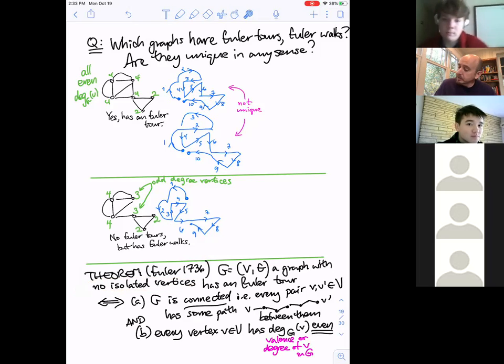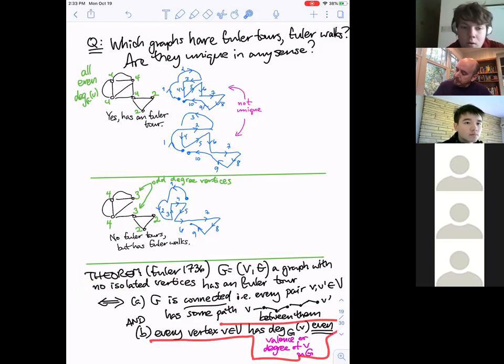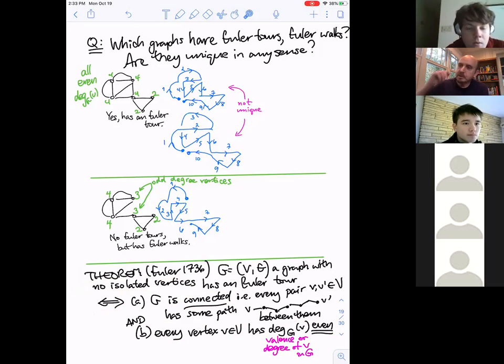Then a graph has an Euler tour if and only if it's connected, meaning any two vertices, you can find at least some path between them in the graph. And every vertex degree is even, okay? And so we went through the proof of this. It wasn't too hard to see the forward direction. The forward direction was relatively straightforward, although the fact that every vertex degree was even was an interesting argument.